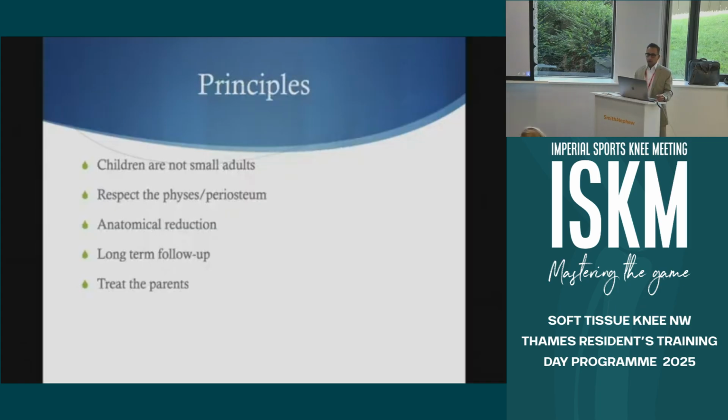You know this, children, not small adults. The key thing is, you've got to start respecting the physes. You've got to understand periosteum, because sometimes it looks like a piece of tissue in itself. You want to think about when you want anatomical reduction, generally around the physes and around the joints. And you've got to think about long-term follow-up. So this is not the kind of patient you see at 3 months and discharge, okay?